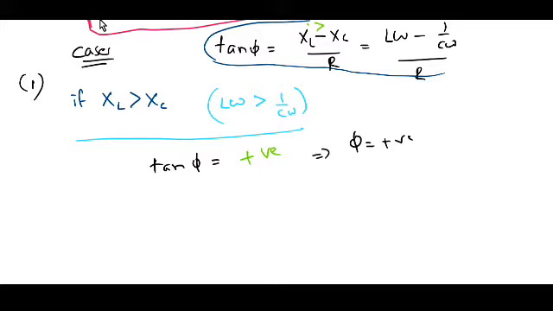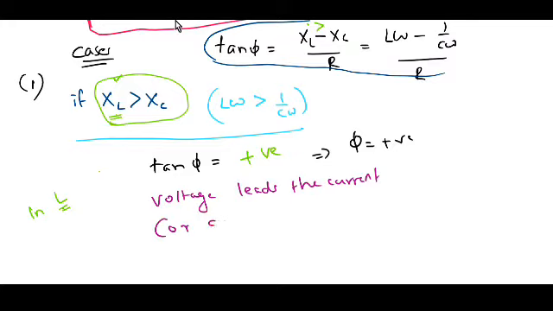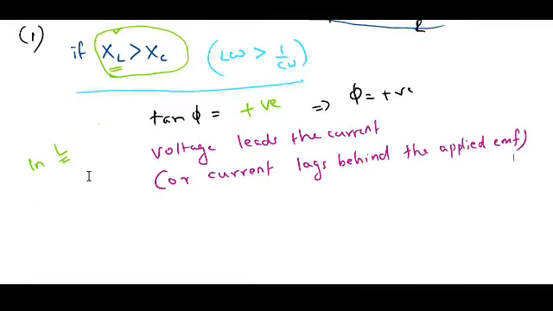Fine. If phi is positive, to know which one is lagging or leading, look back to this XL greater than XC condition. In the case of the inductor circuit, here the XL is greater, therefore the voltage leads and the current lags. Or in another way, the current lags behind the applied EMF. Now let us go to the second case.